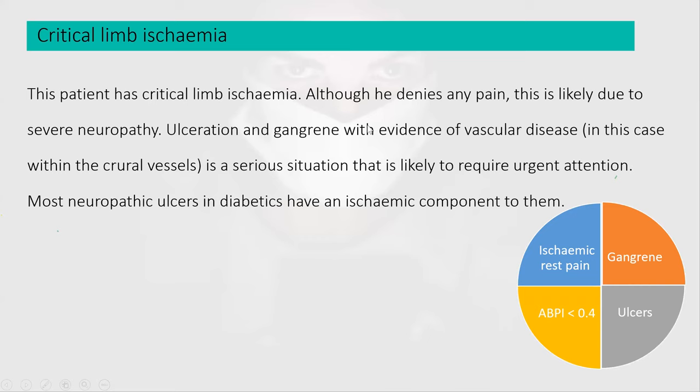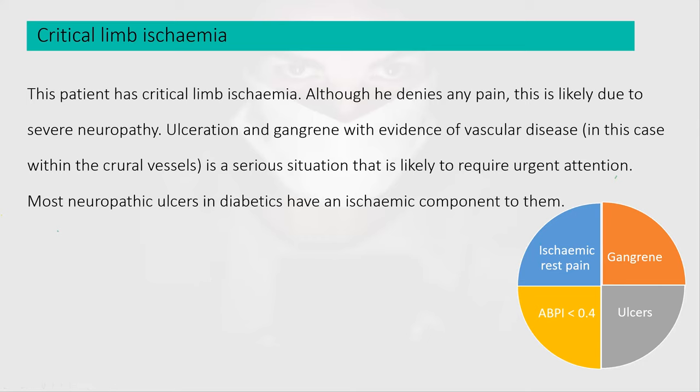What is the meaning of critical limb ischemia? Ischemic rest pain, ABI less than 0.4, and tissue loss in the form of ulcer or gangrene. So this patient, like you said, thank you, Arij, has critical limb ischemia. You have rest pain, the patient is sitting while he is complaining of claudication. If you measure the ABI, it might be below 0.4 or 0.3.